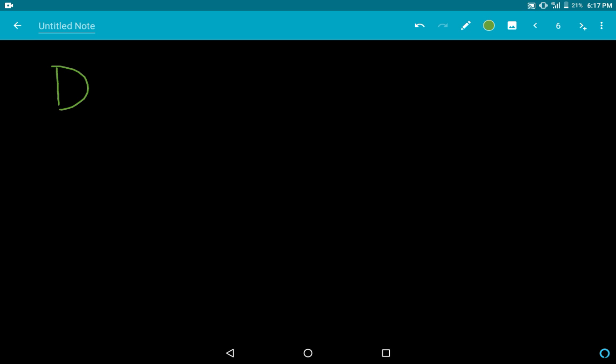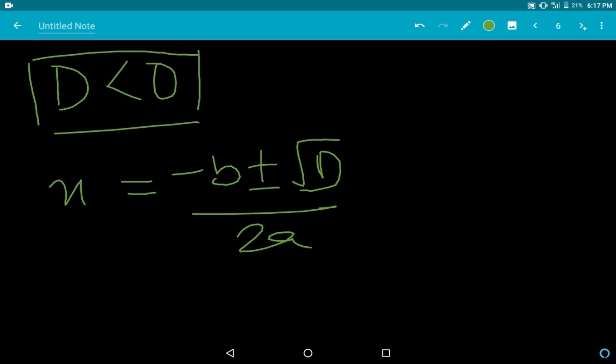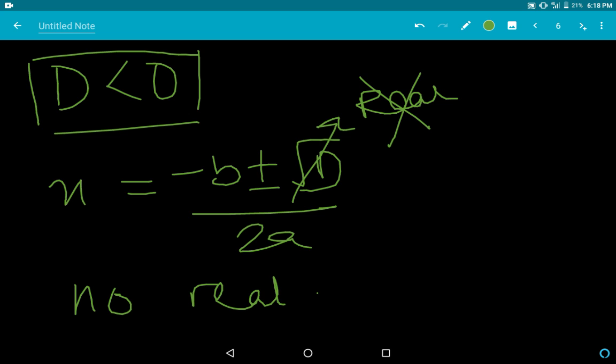So if d is less than 0, obviously root d will result in, x equal to minus b plus minus root d by 2a. Now this thing is not real. So what will I have? No real roots. But one thing I can tell you, the roots are distinct.